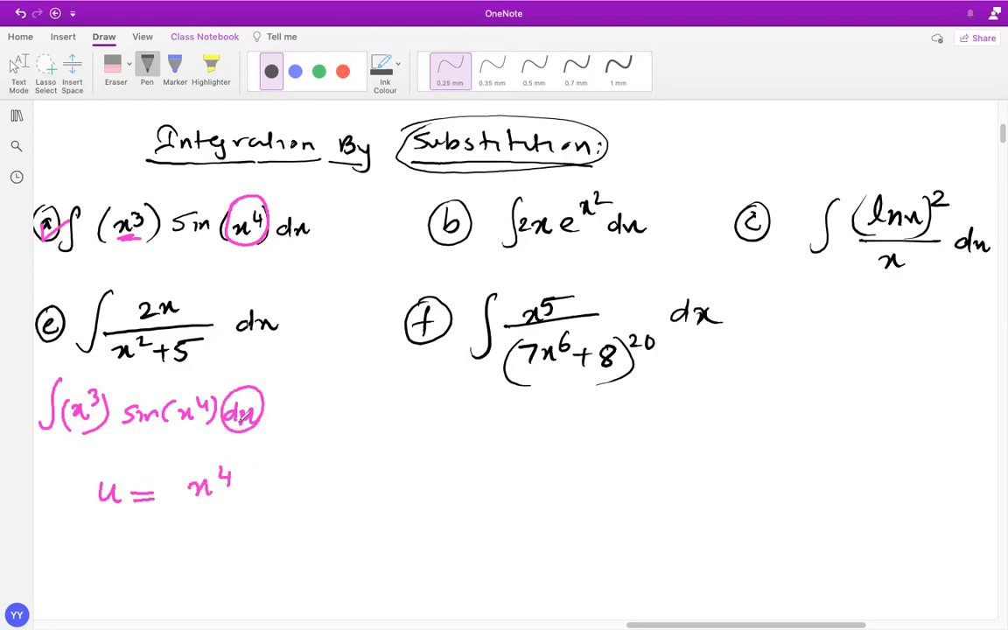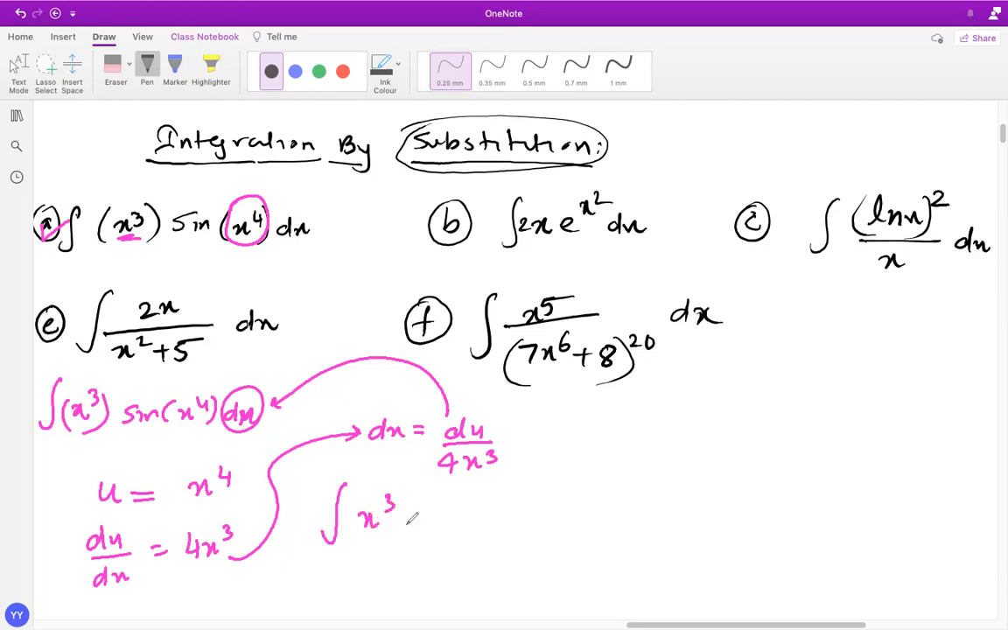Now my next step is to replace this dx in terms of du, because now my integration expression will be in terms of u. So du by dx is 4x cubed. Now this expression 4x cubed that I got here, I'm going to express dx the subject. So du over 4x cubed. Replace this out here. So what you get as a result is x cubed sine u times du over 4x cubed. Now x cubed and x cubed get cancelled, and 1/4 of sine u du.